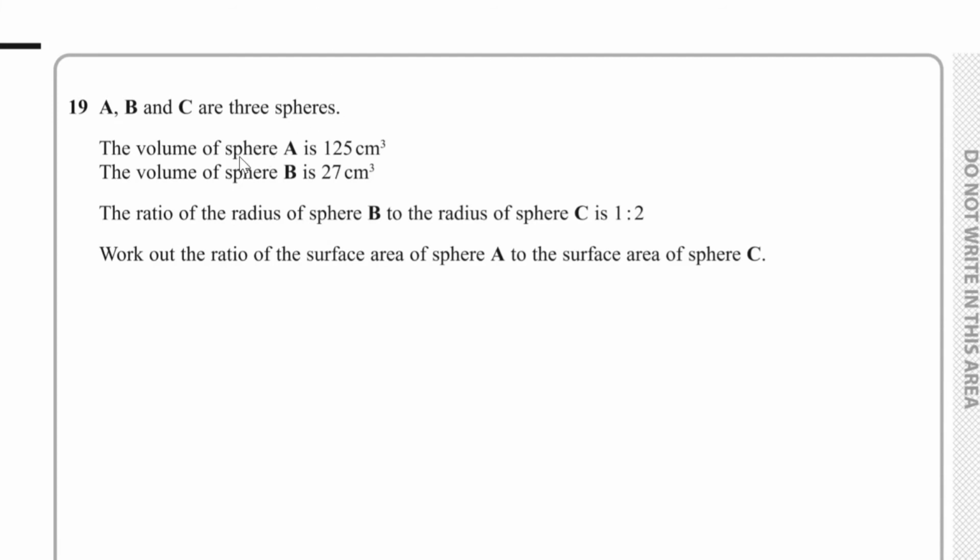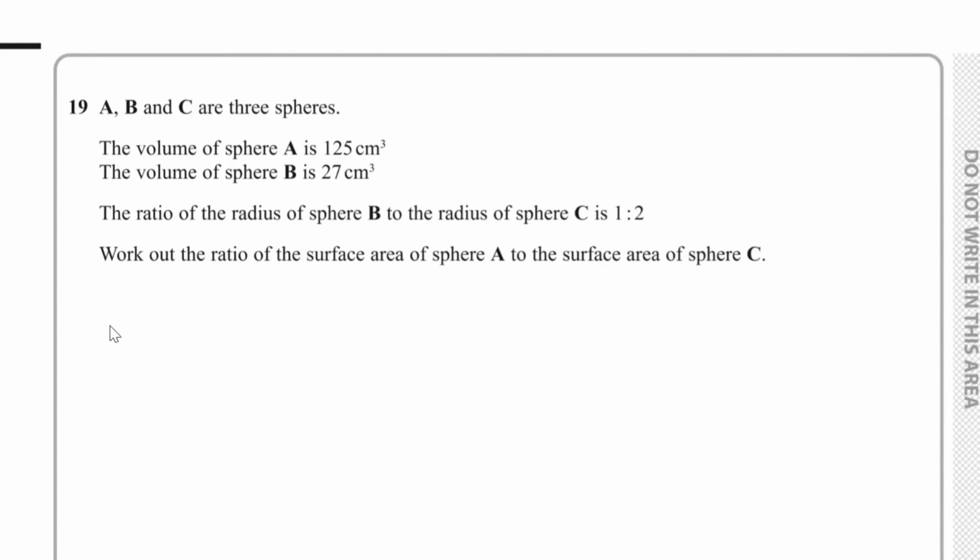Question number 19. A, B and C are 3 spheres. The volume of sphere A is 125 centimeters cubed. The volume of sphere B is 27 centimeters cubed. The ratio of the radius of sphere B to the radius of sphere C is 1 to 2. And what we need to do is find out the ratio of the surface area of sphere A to the surface area of sphere C.